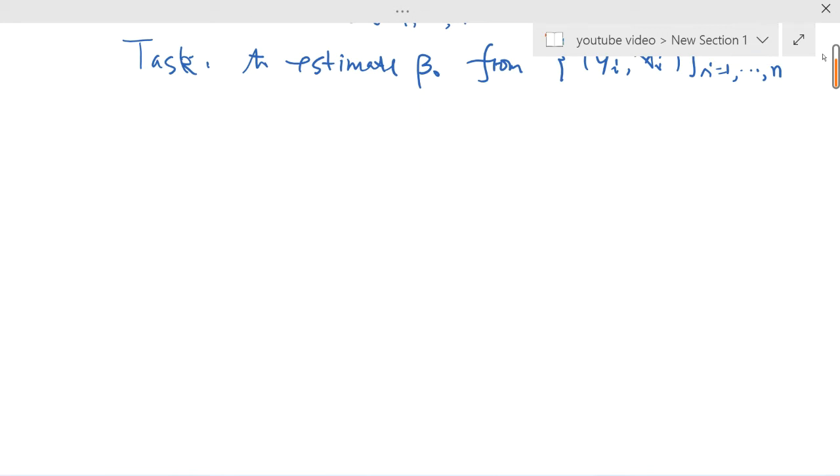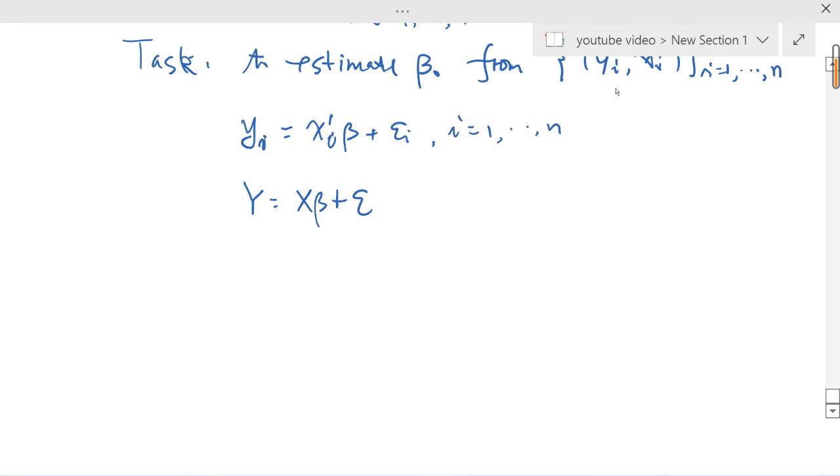To do so, let's first set up the empirical model. So yi is equal to xi prime beta plus epsilon i, i is 1 until n, so we have n observations. Or we can write this in a more compact matrix form, which is y is equal to x beta plus epsilon. What we are doing is, let's stack all this together.